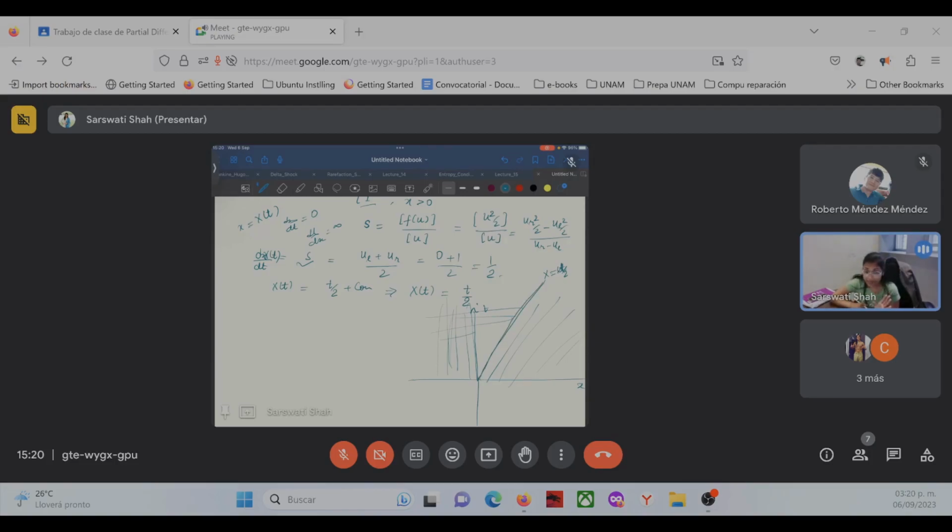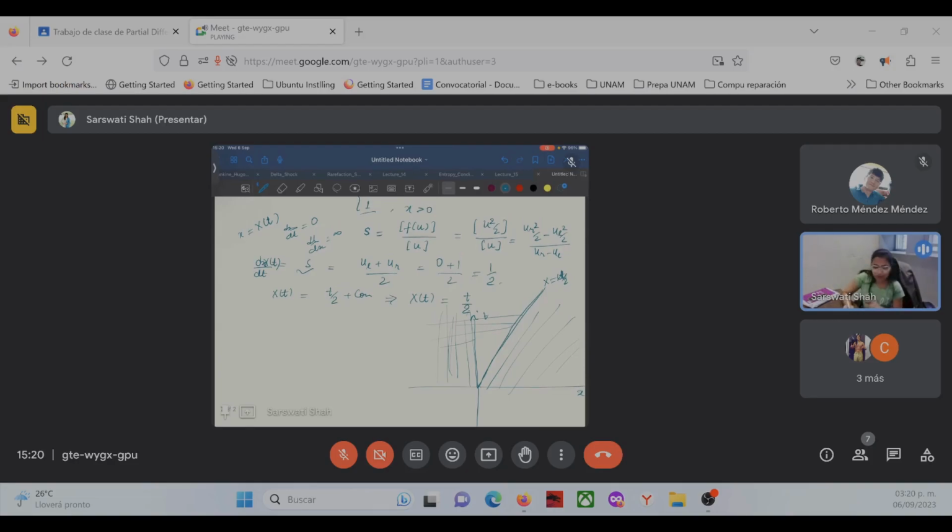Although here we can see that no curve is intersecting, that's why this kind of discontinuity is not going to propagate, but we have to discard them using a given physical condition. So in that case, the solution will be 0 for x less than t by 2, and 1 for x greater than t by 2. Is this solution continuous?